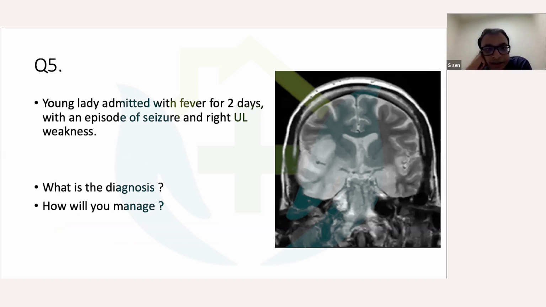A young lady admitted with a fever for 2 days with an episode of seizure and right upper limb weakness. MRI brain has been done, and what is the diagnosis? And how will you manage? So this is the sagittal section of the MRI brain of this lady.